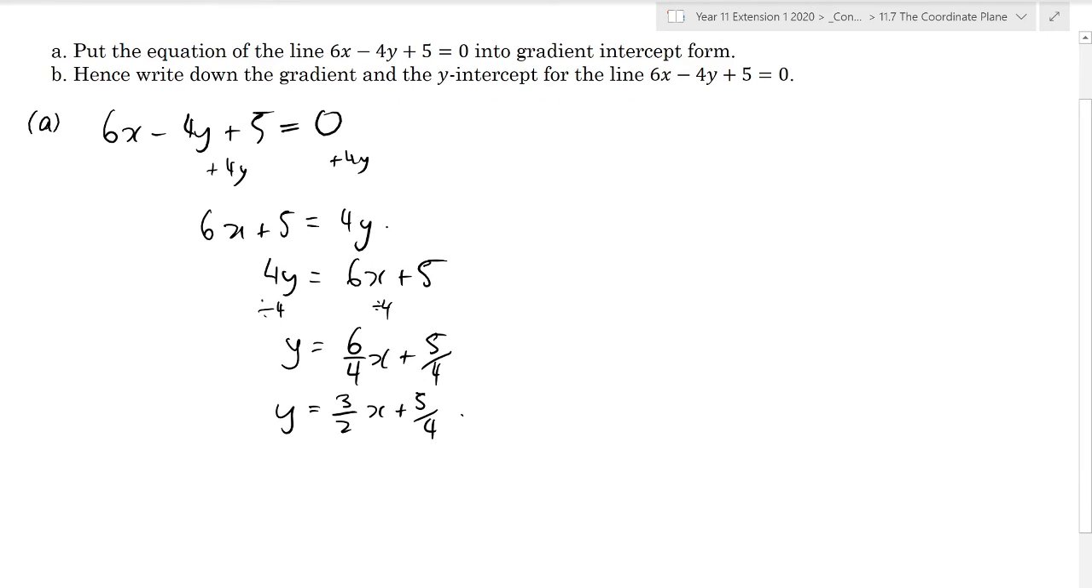Okay, so hence, write down the gradient and the y-intercept of the line 6x minus 4y plus 5 is equal to 0. The general equation that we had up here and the gradient-intercept form equation that we have down here are exactly the same equation. So when I'm asked to find the gradient and the y-intercept, the easiest way is to rearrange it into gradient-intercept form. If we just gave you part B, you would have to do this step first. But since we've already got it, gradient is equal to 3 over 2 because that's the number in front of the x, and our y-intercept is 5 on 4.